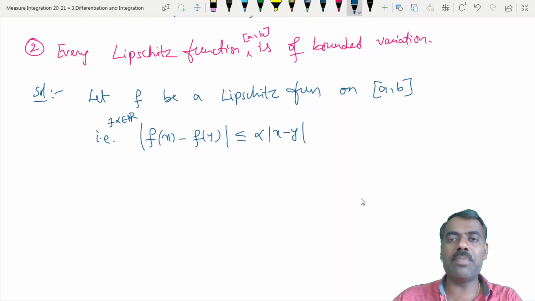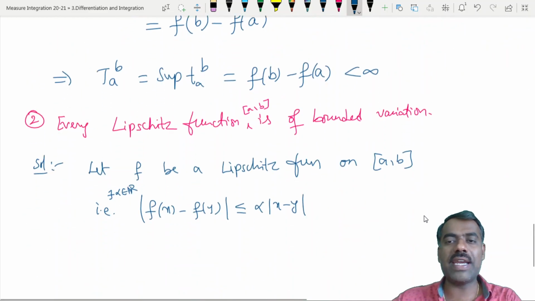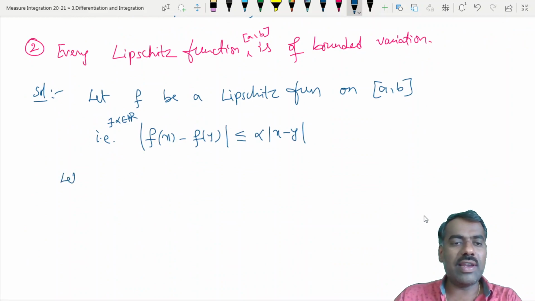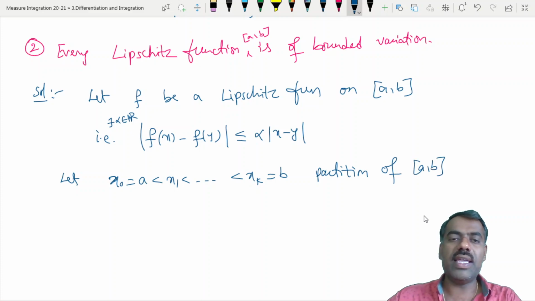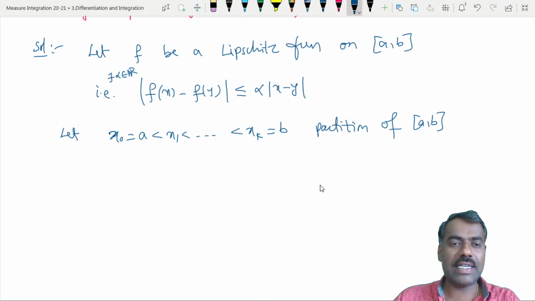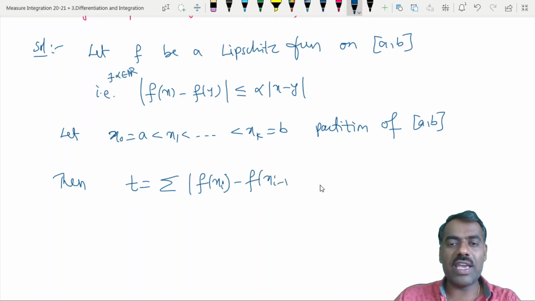Now we want to show that it is of bounded variation. To show that something is of bounded variation, we want to show that the total variation is finite. For that, start with a partition. Let x naught, which is equal to a, x1, up to xk, equal to b, be a general partition of a comma b. Then we will find the t value. What is the t value? It is the summation of mod f of xi minus f of xi minus 1, i from 1 to k, right?